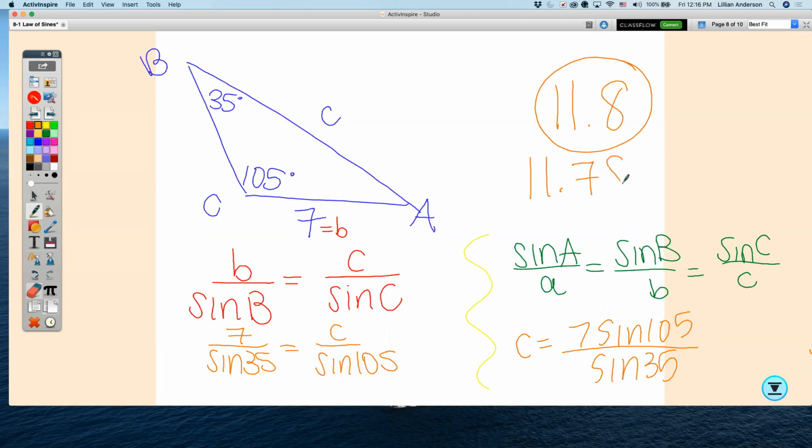Again, to review 3 significant figures, this was your decimal before we rounded. You start with your first non-zero number, which is here, and you count to 3. You look at this number to see if you round up or down, and that's why we got 11.8. Questions?